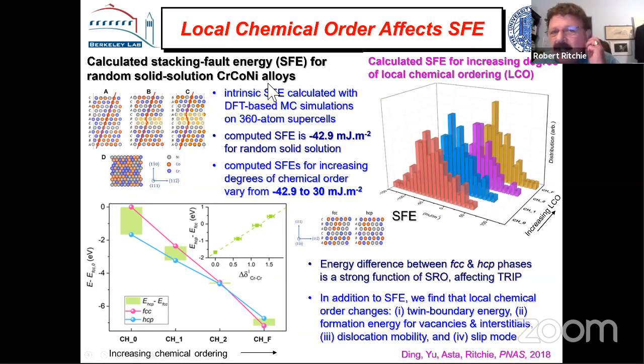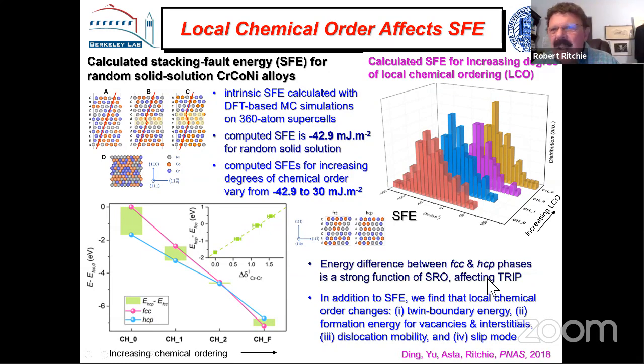This is done for the 3-component system. We also find differences in the hexagonal to face-centered cubic phase. Some of these materials TRIP. They'll transform from an FCC to a BCC structure, and this all seems consistent. We found that it affects the dislocation mobility and the slip mode. So there's a lot of work here that suggests that local order is important.